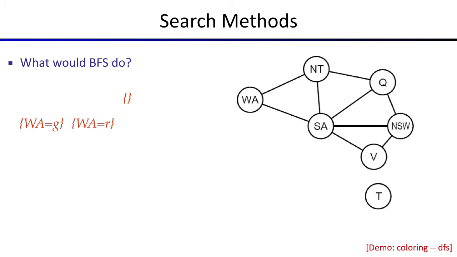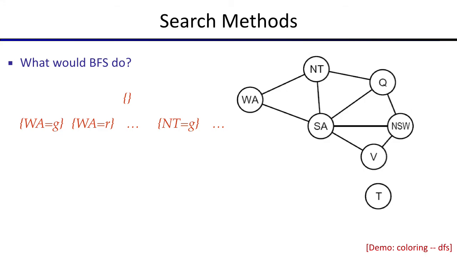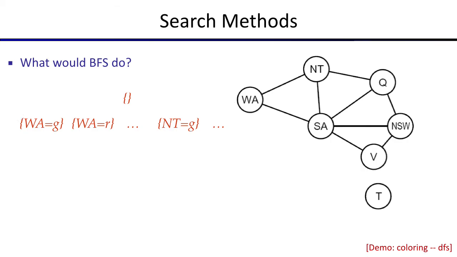Western Australia could also be red. Northern Territories could be green. There are all sorts of other choices we could have made. Basically, any assignment of one color to one of these states is a successor to that root node. So a bunch of stuff on both sides. You want to be careful about getting mixed up between this constraint graph and the search tree, which we're building up right here. Breadth first search expands the root node and then goes in level order in the search tree.